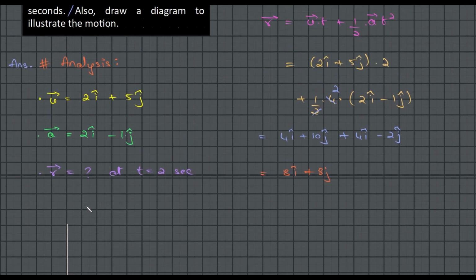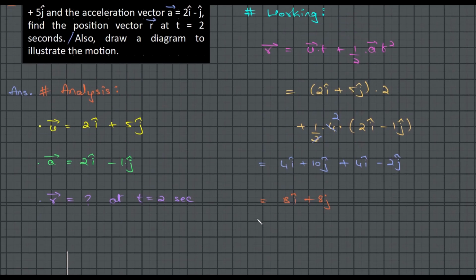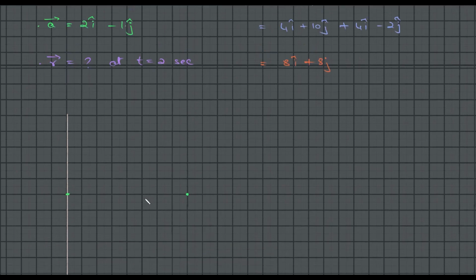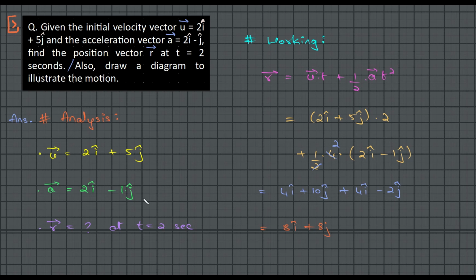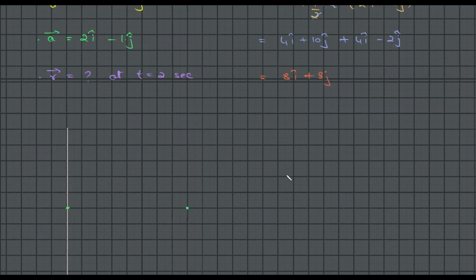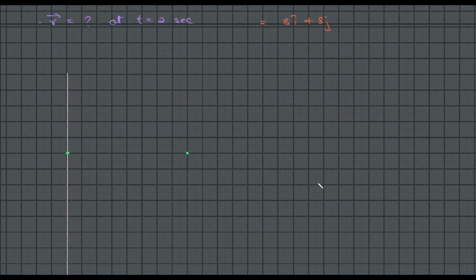Then we have 8 i cap. 1, 2, 3, 4, 5, 6, 7, 8. 1, 2, 3, 4, 5, 6, 7, 8. So this is where it ended up at. But in between, where was it? We'll figure out, this is at 2. I just want to figure out where it was at 1 actually.